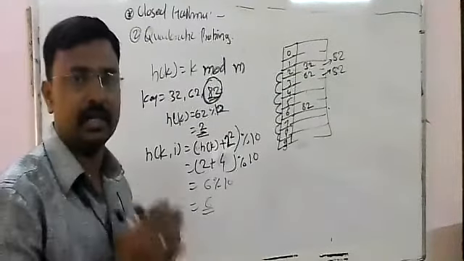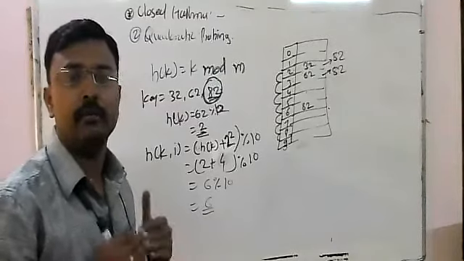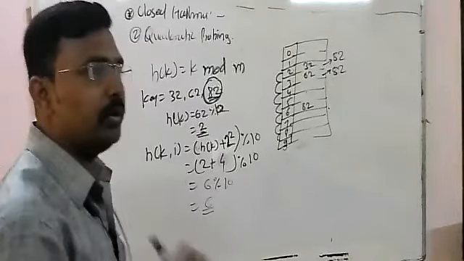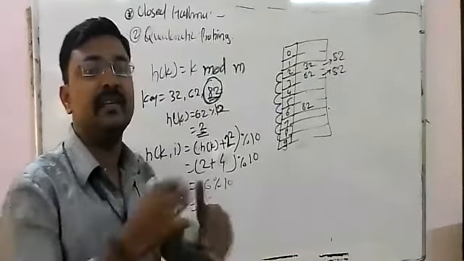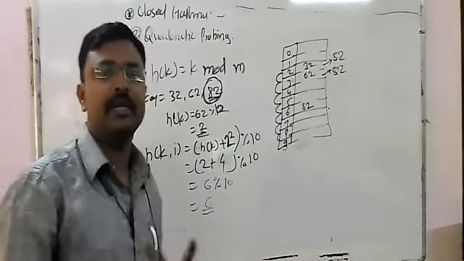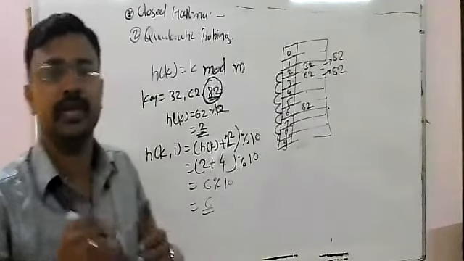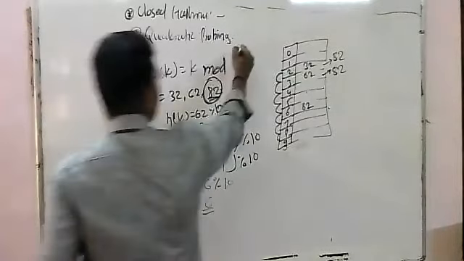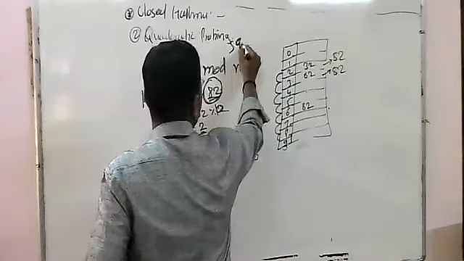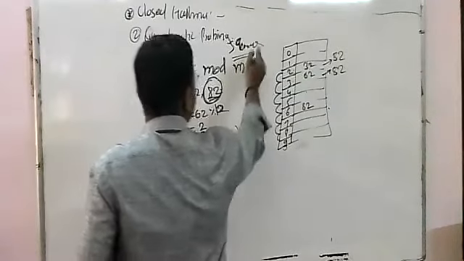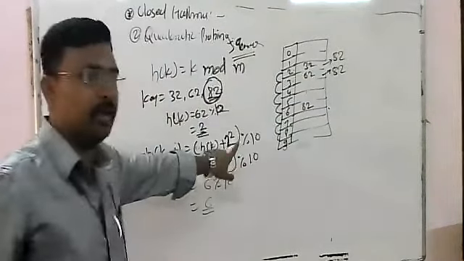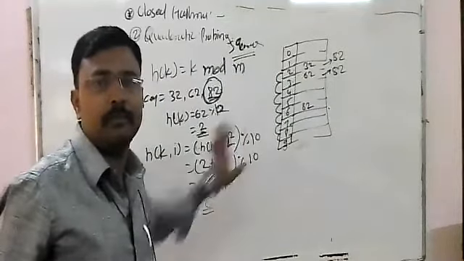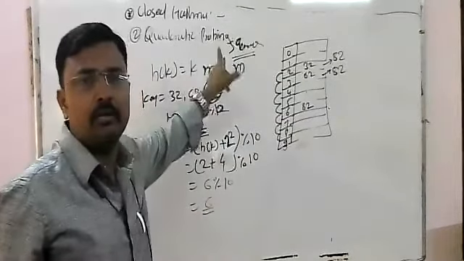Quadratic probing means the value is stored by some difference, or it depends on the probe number squared. Quadratic means we are making a square of the probe number, so it is called quadratic probing.